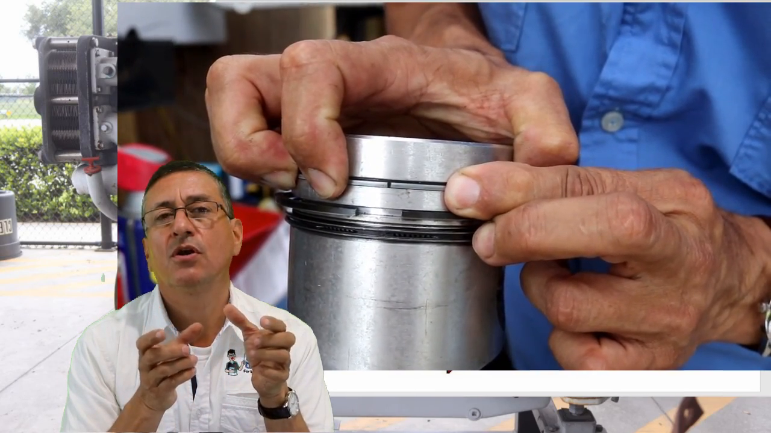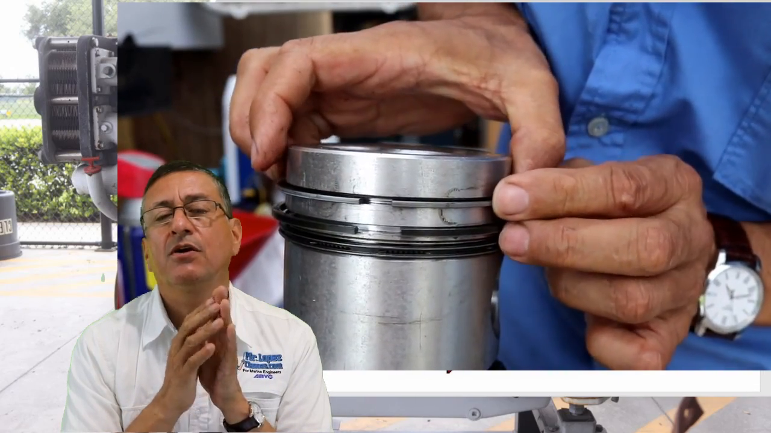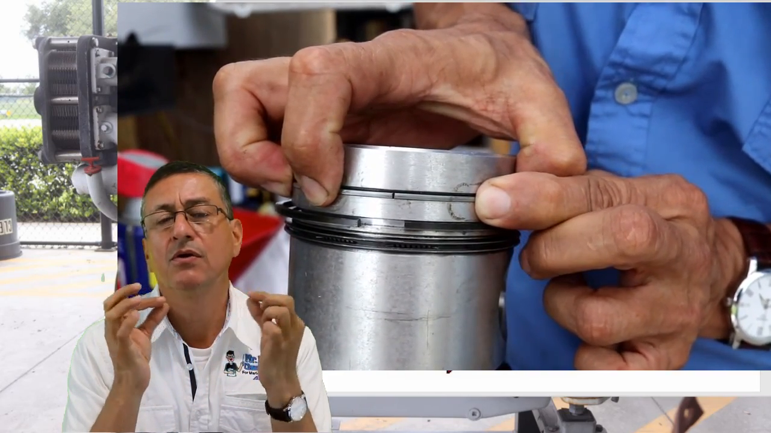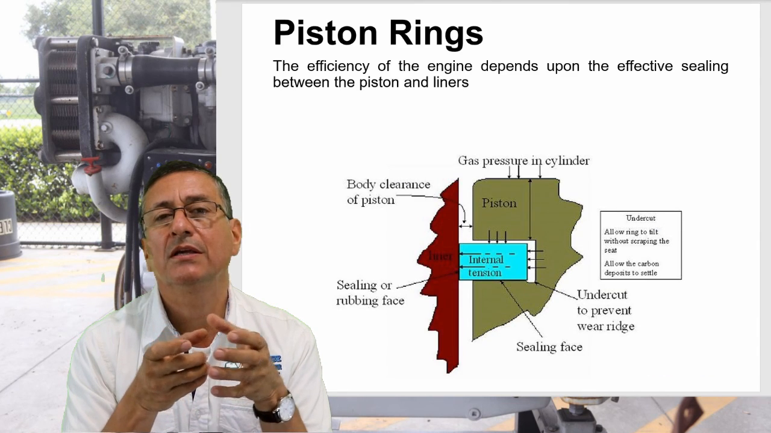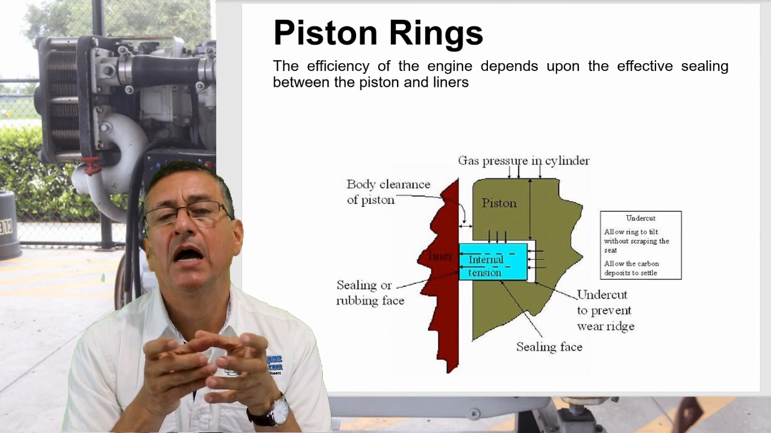If the piston rings close properly, it's because the groove is completely clean, and the piston rings enter properly, open and close properly.